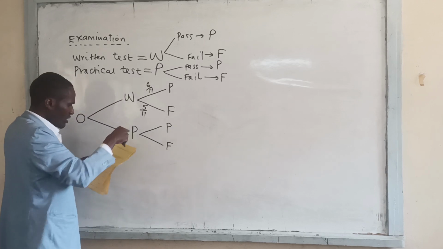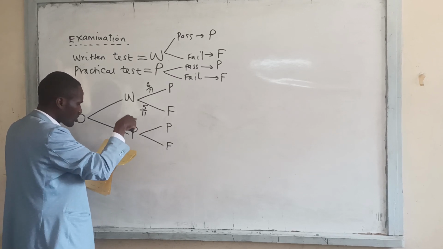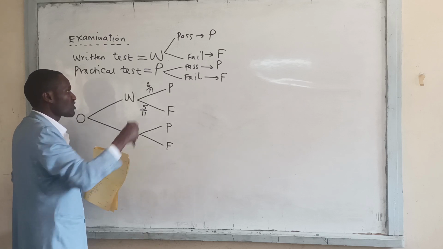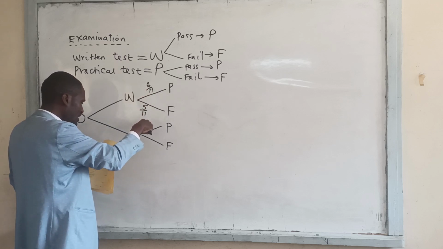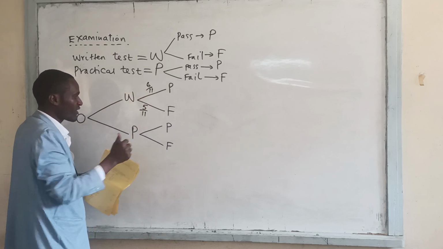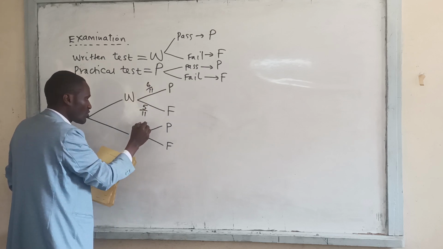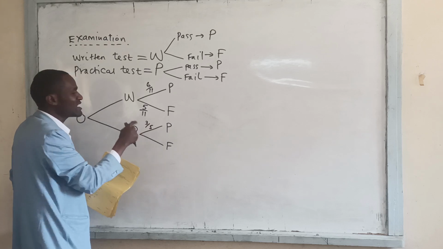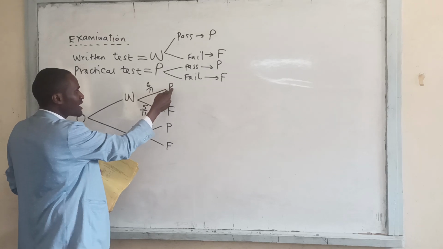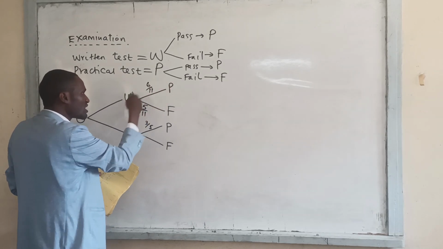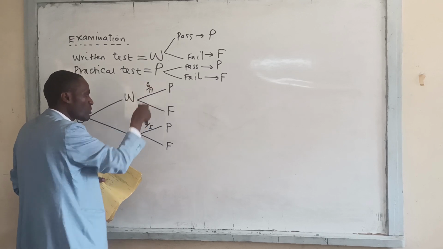For example, we have been told that if the candidate passes the written test, then the probability of passing the practical test is 3 over 5. So you have passed the written test and you have also passed the practical test, so you have 3 over 5 as the probability of passing the practical test. You pass the written test with probability 6 over 11. When you have passed this written test, you can also pass the practical test.